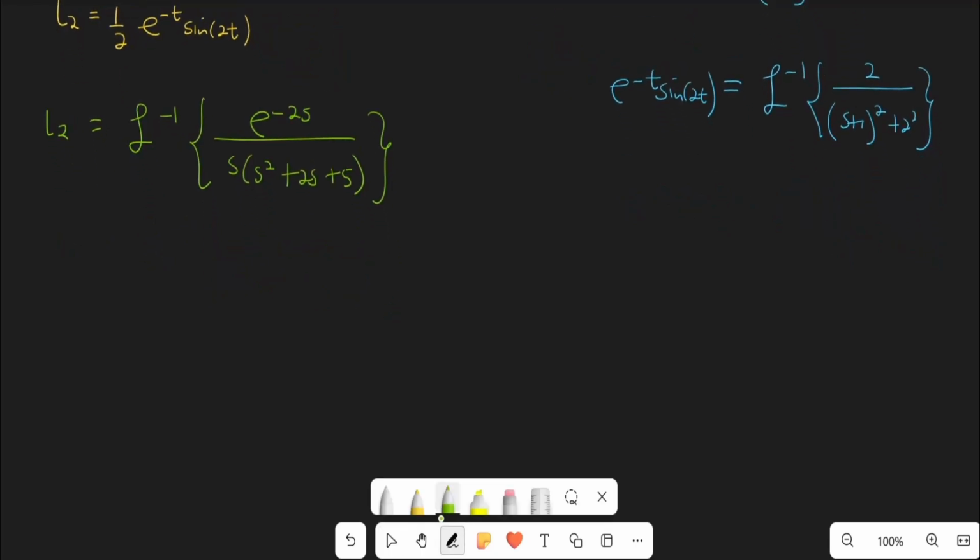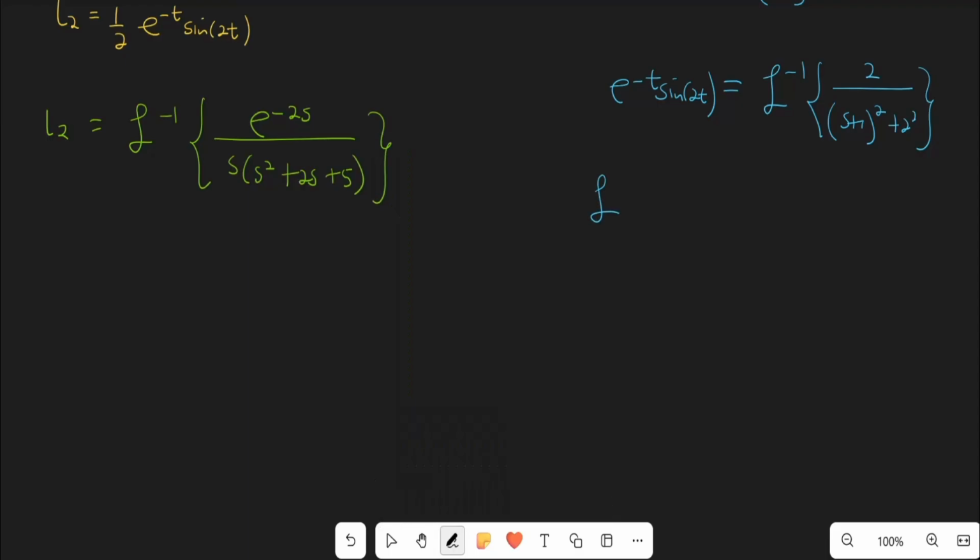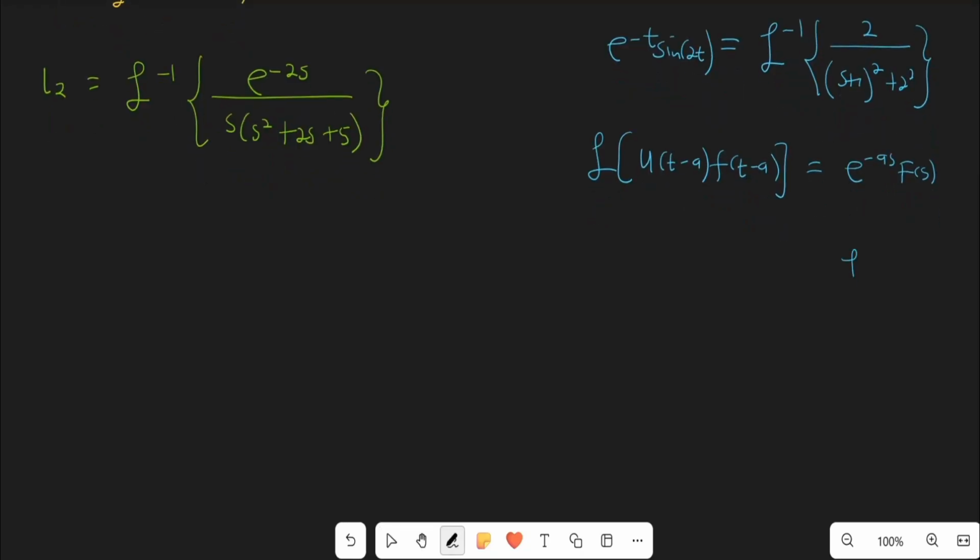And this one, let me remind you, is something like this. If we have the Laplace transform of a Heaviside function, the Laplace transform of u of t minus a multiplied by f of t minus a, the Laplace transform of this is going to be e to the negative as multiplied by the Laplace transform of the unshifted function. That means if I'm taking the Laplace inverse of e to the negative as multiplied by the Laplace transform of the unshifted function, the Laplace inverse of this is going to return the Heaviside function, or the unit step function, u of t minus a multiplied by f of t minus a.